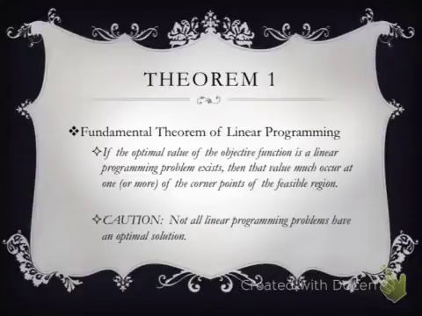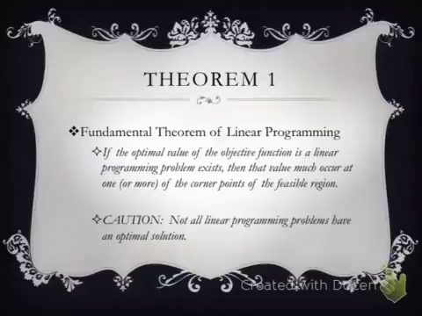And it says, if an optimal value of the objective function in a linear programming problem exists, then that value must occur at one or more of the corner points of the feasible region. (Sorry, there's a typo there on the slide.)